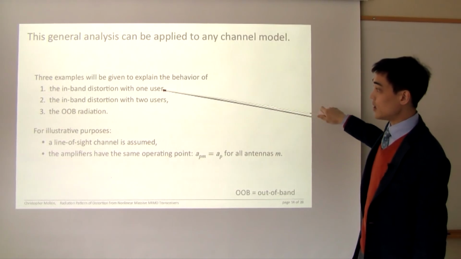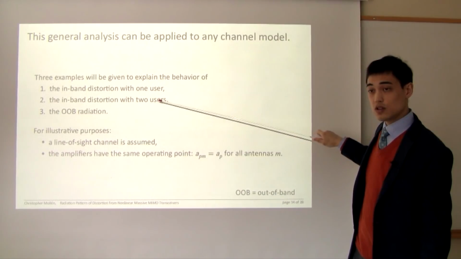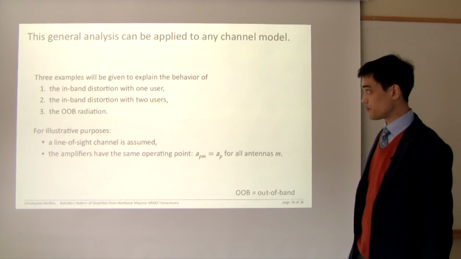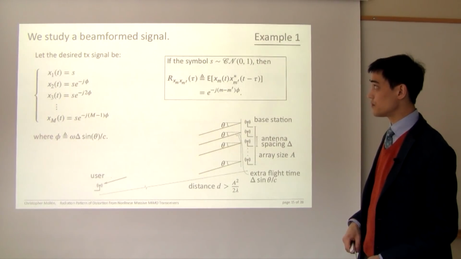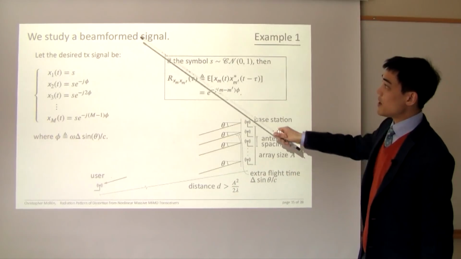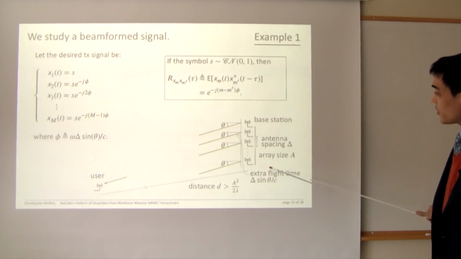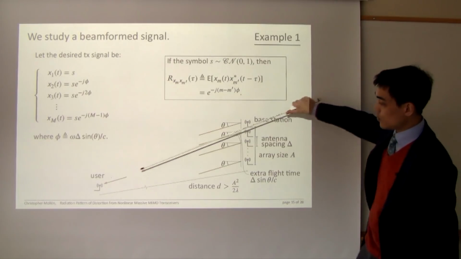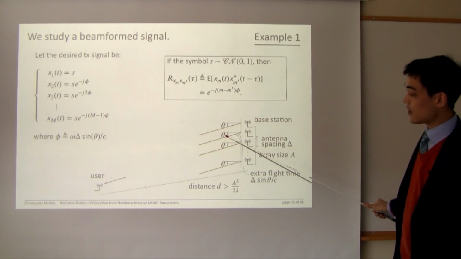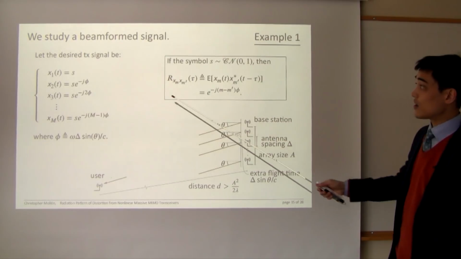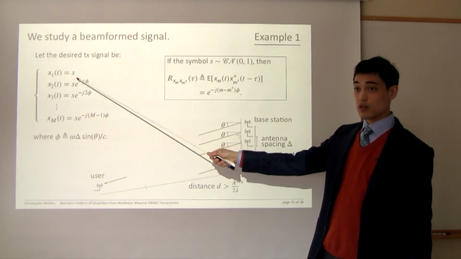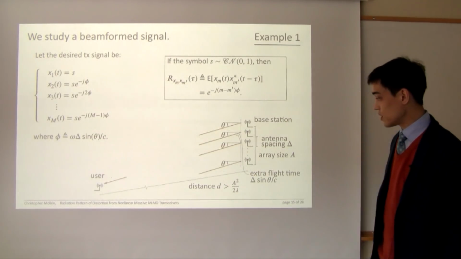The first example will be when we beamform towards one user, and then we will look at the case where we beamform towards multiple users. Let's start with the first one. Let's imagine that we have a uniform linear array like this with antenna spacing delta. Then if we want to beamform towards a user that is located at an angle theta, we would like to select the transmit signal as this, if we want to beamform this symbol S towards this user.